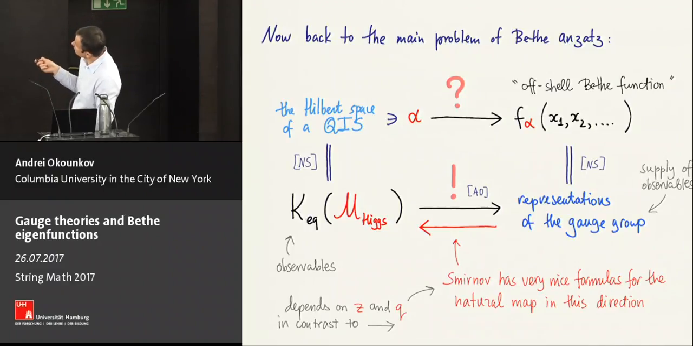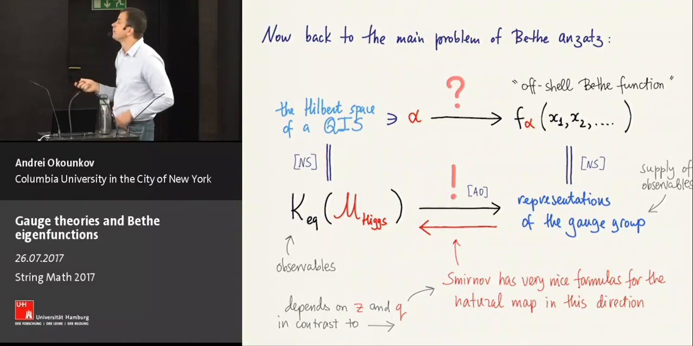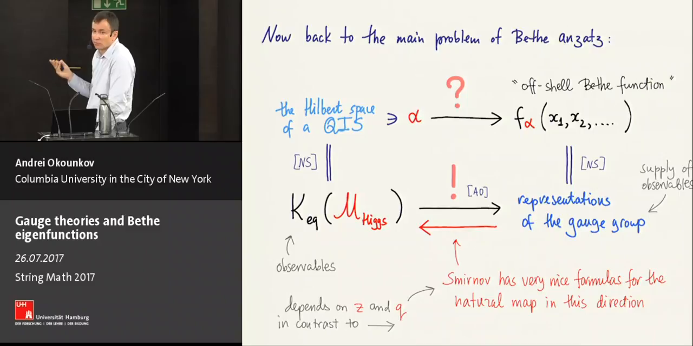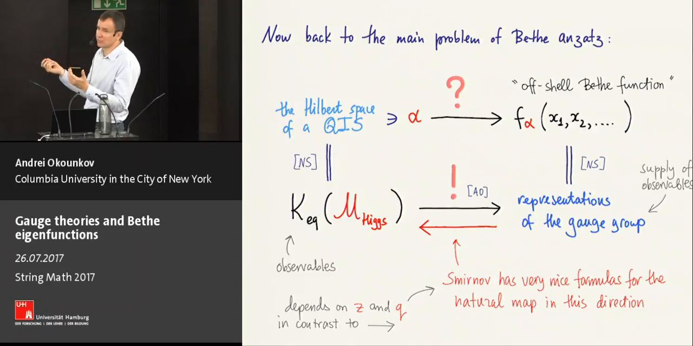So Smirnov has very nice formulas going this way in terms of quantum group language. But his formulas depend on both Z and Q, as they should, whereas our formulas go this way and they don't depend on them. So the off-shell Bethe function is independent of either Z or Q. In other words, secretly you have an infinity by finite matrix here, and Smirnov gives you a way to compute that matrix in terms of the quantum group. And what we find geometrically is more or less an identity submatrix in this infinity by finite matrix.